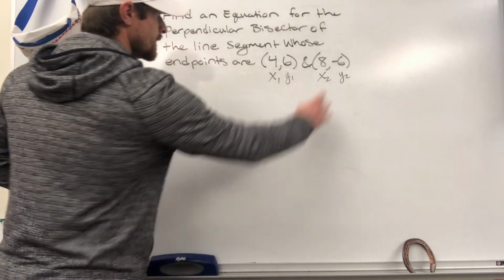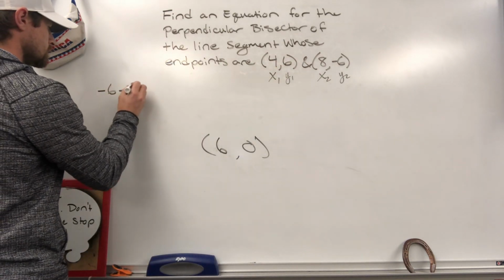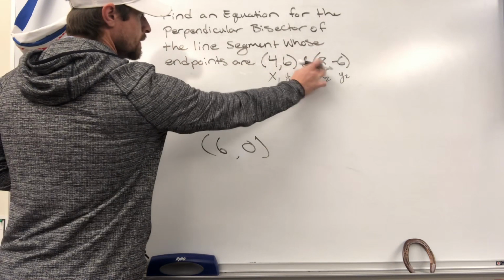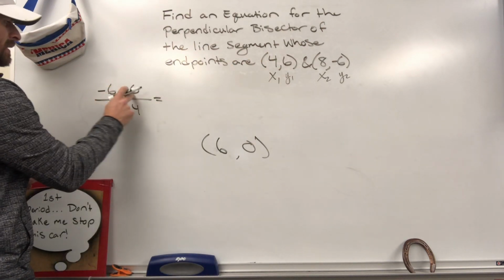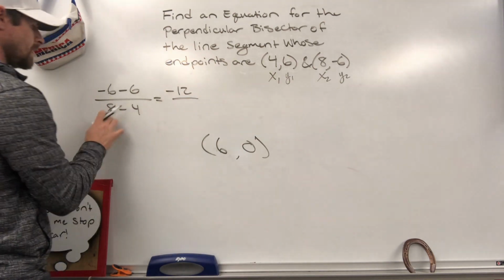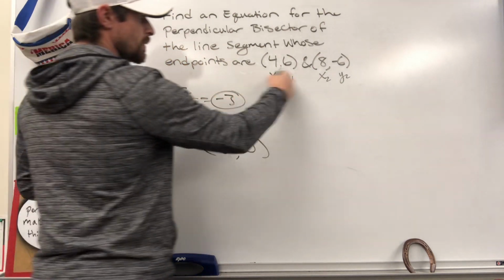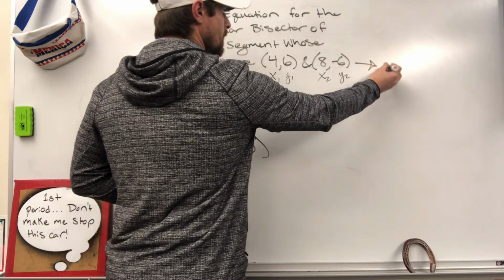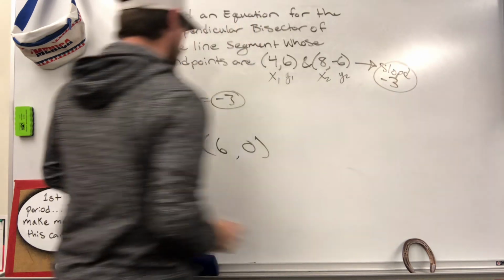So let's find the slope of this line. That's going to be negative 6 minus 6 over 8 minus 4. Negative 6 minus 6 takes you to negative 12. 8 minus 4 is going to give you 4. So negative 3 is the slope of this line. So I'm just going to make a little mark and say slope is negative 3.